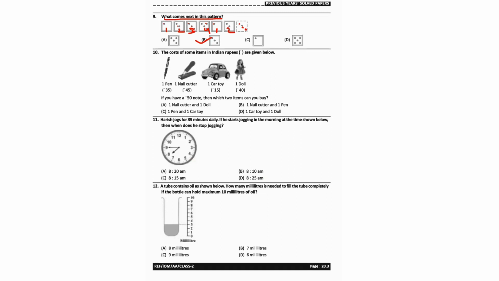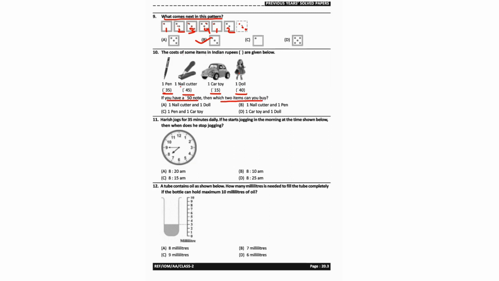Moving on to the 10th question, the cost of some of the items are provided in Indian currency. If you check over here, first item is a pen which costs 35 rupees. Next is a nail cutter costing 45. Next is a car toy which costs 15. After that is a doll which costs 40. The question reads, if you are having just a 50 rupee note, which 2 items can you buy?